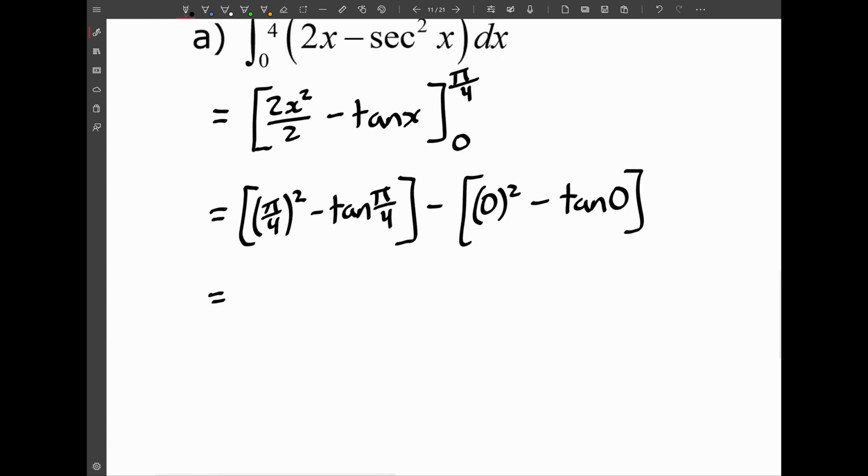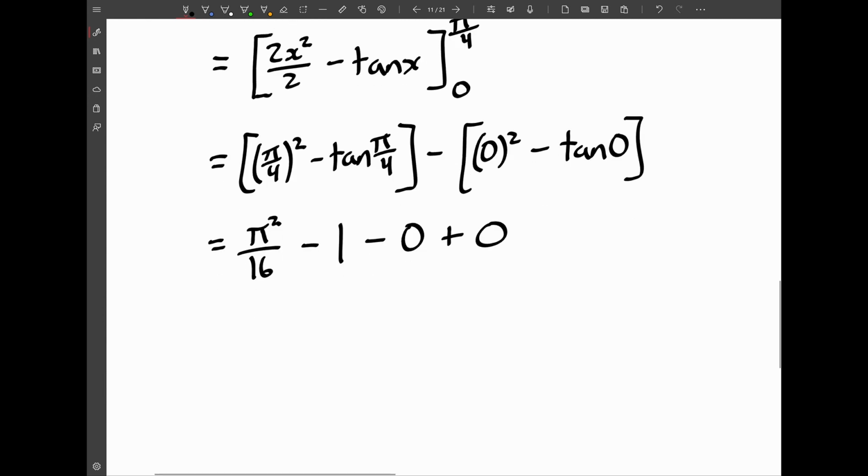But pi over 4 squared is just pi squared over 16. Tan of pi over 4 is 1, so this is minus 1. 0 squared, crazy, it's 0. And tan of 0, also 0. So what we're finishing with, I'm just getting a common denominator here, is pi squared minus 16 all over 16. Done.